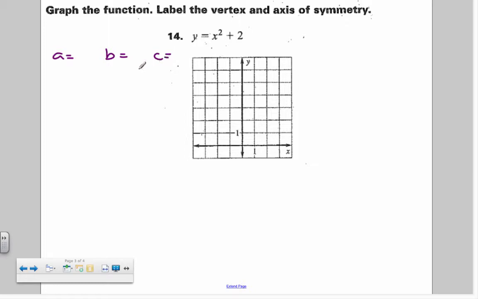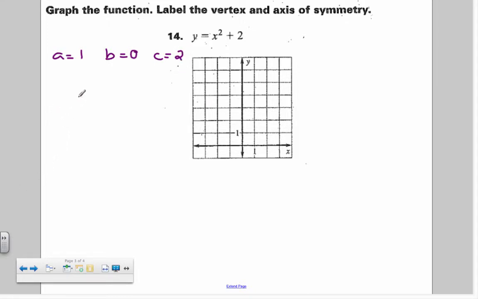And then we can find the axis of symmetry by using negative b over 2a. So my a in this problem is the number in front of x squared, which is just a 1. My b in this problem, well, I have to look for the x value. Well, there is none, so I'm going to assume that b is 0, because 0 times x would be 0. And then finally c, which is my constant, is that 2.